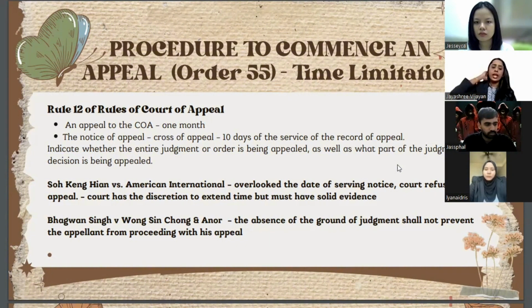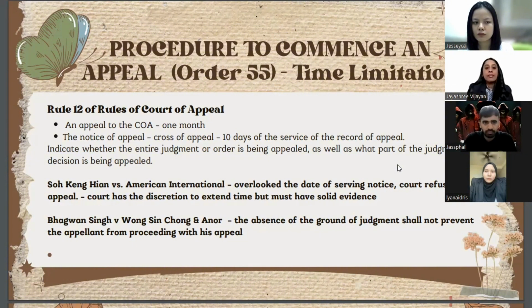Also, within 10 days of receiving this record of appeal, a party should provide a notice of cross appeal. For example, this notice is actually for the appeal, and it should detail the reasons for the cross appeal and why it must be filed to the relevant parties involved in the particular case. An example case can be seen in Song Ken Hiang, where the party appealed for the case, but they overlooked the date for serving the notice. But then the court refused. However, the court has the discretion to extend the time, but you must have solid reasons and evidence.